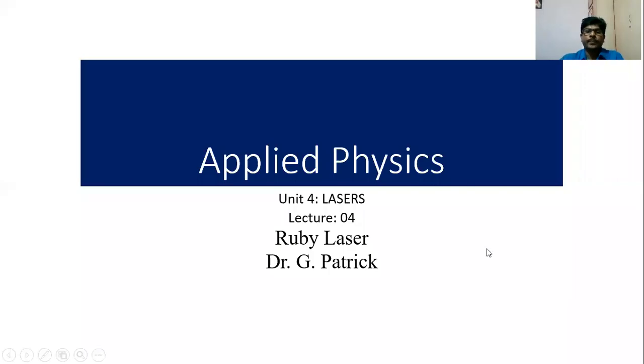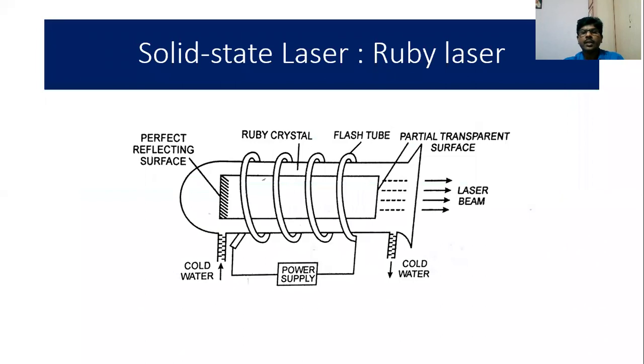In this lecture, we are going to study about Ruby laser. This is lecture 4 of unit 4, lasers. This diagram is about a Ruby laser.